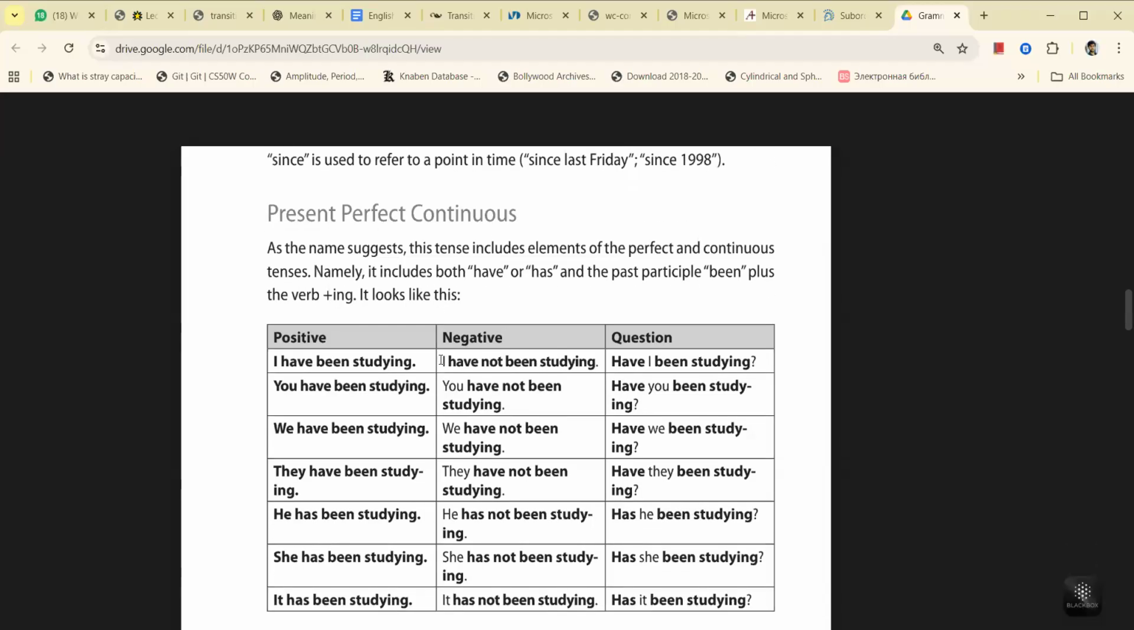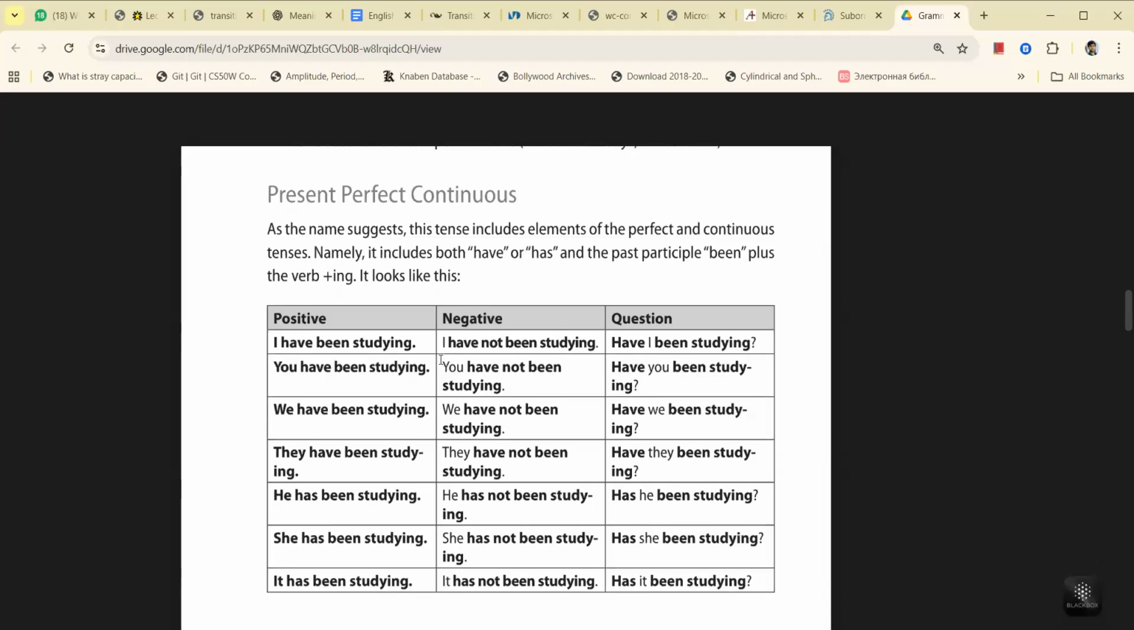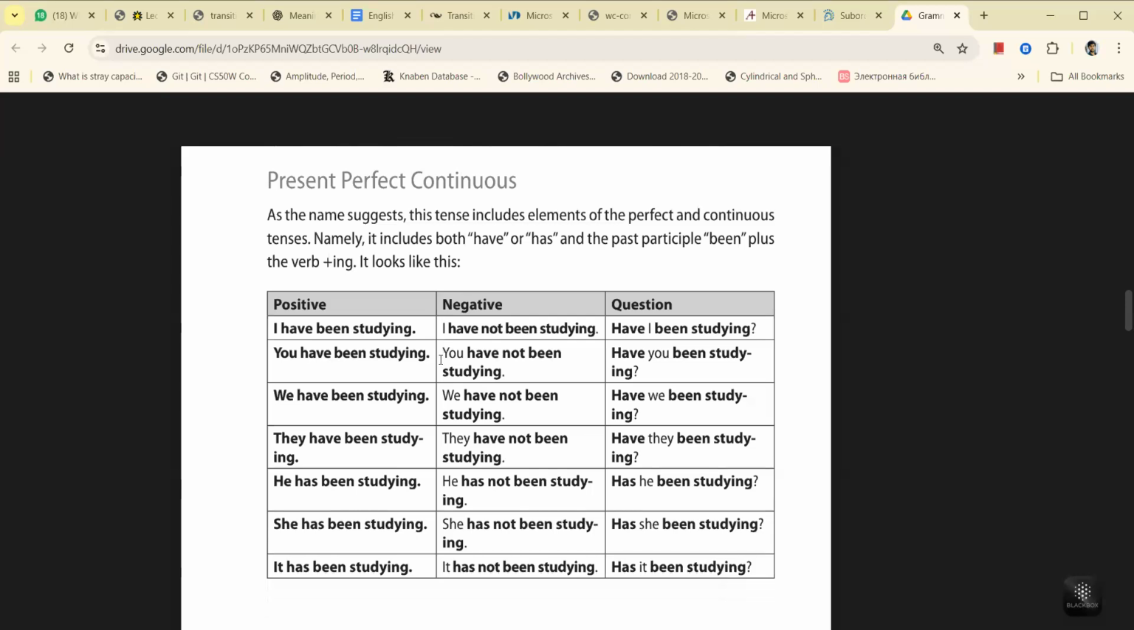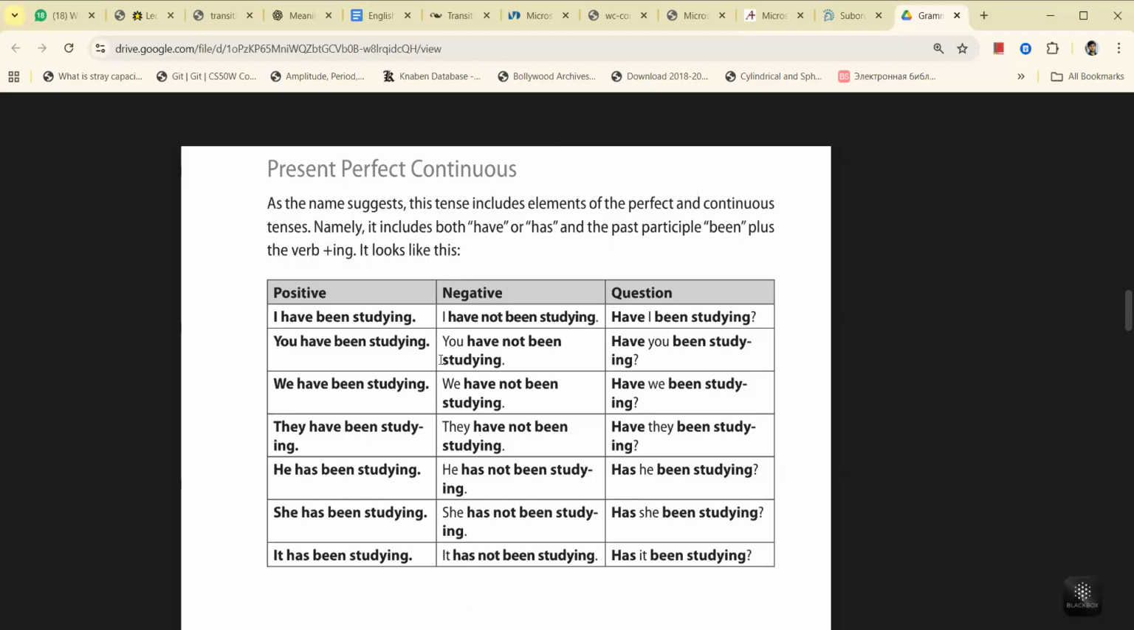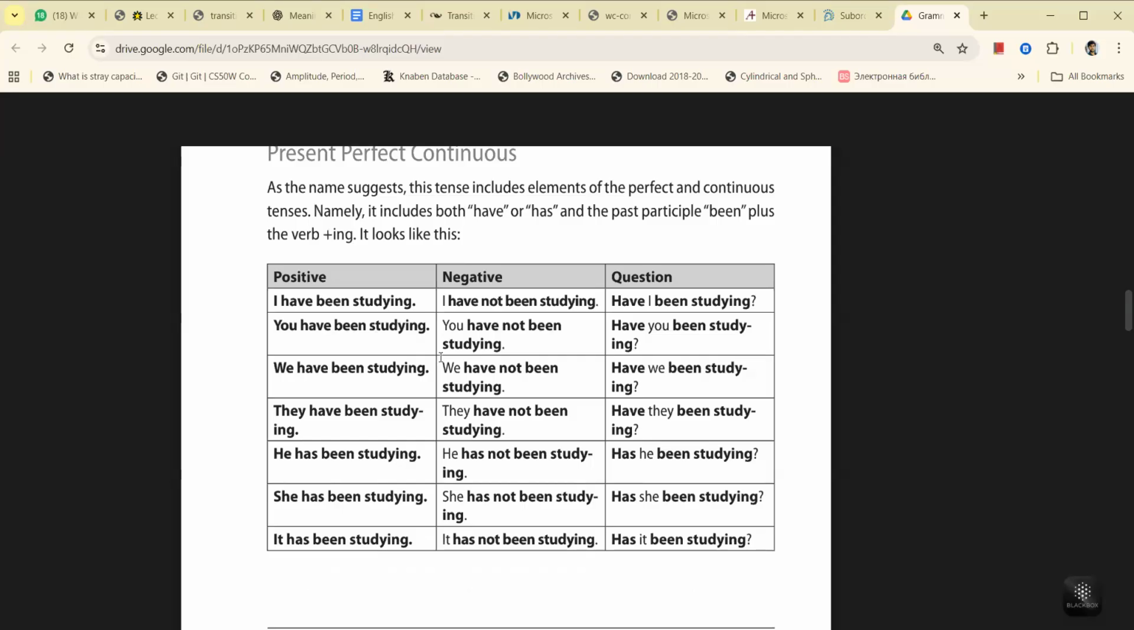Present perfect continuous. As the name suggests, the tense includes elements of the present perfect and continuous tenses, namely both have or has, the past participle been, plus the verb in ing form. It looks like this. I have been studying, positive sentence. I have not been studying, negative. Have I been studying, question? Here you see that have plus been plus the ing form is used to make the present perfect continuous tense.